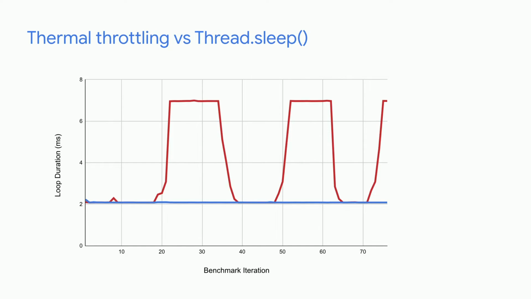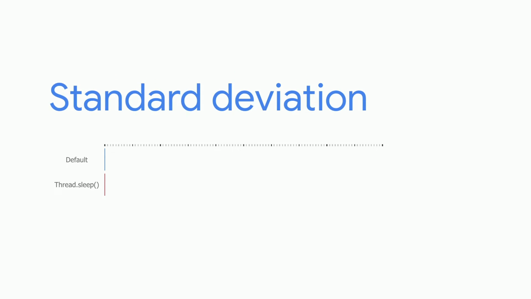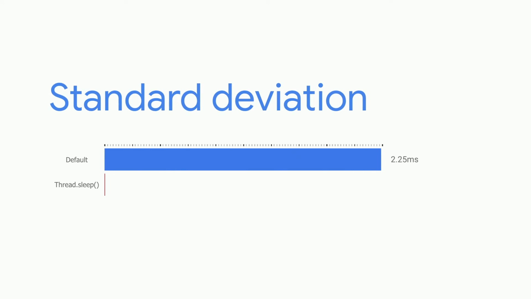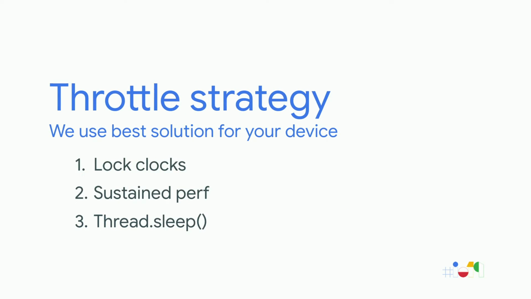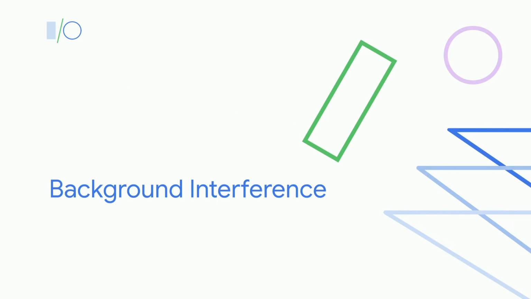It is just completely flat, and here we have the standard deviation for the two different approaches. For the default, we've got 2.25 milliseconds, and for thread.sleep, if you look closely, 0.02 milliseconds. Massively more stable, much more consistent performance. But there was a sacrifice with this. Because we were sleeping every time we detected thermal throttling, it takes longer to run. This one takes about 8 minutes. The original takes about 4.5. So in summary, our solution for thermal strategy has 3 different steps, and we use the best solution that's available for your particular phone.